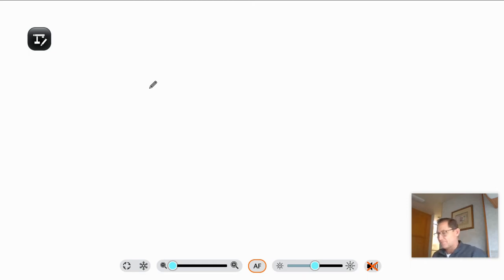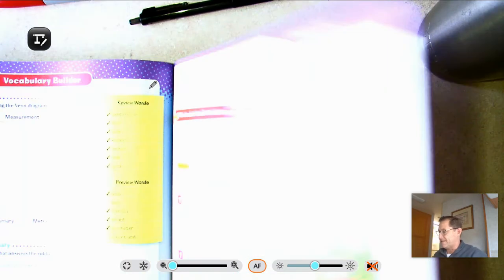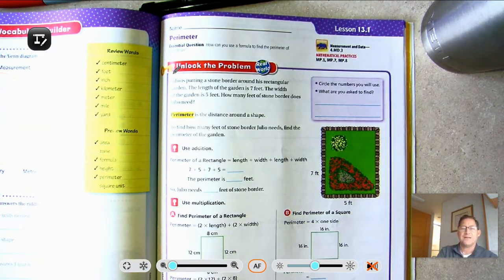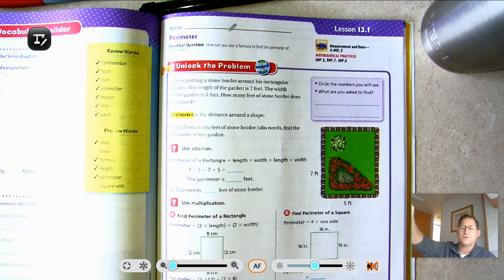Hello, everybody. So we're going to start our study of chapter 13 today. Our first lesson is perimeter.